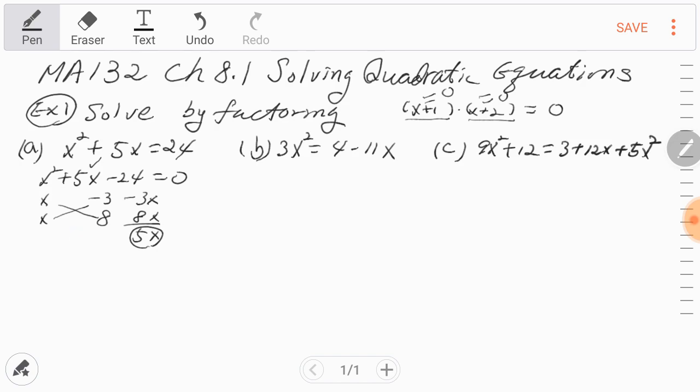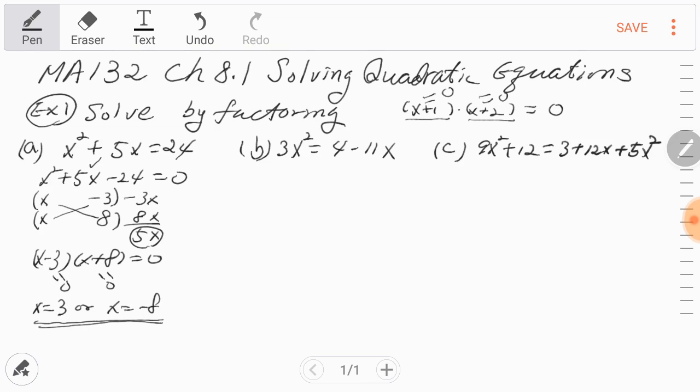So the left side of the equation is a product of the first expression and the second expression. It's (x minus 3)(x plus 8) equals 0. Then set the first binomial to 0, then x equals 3 or x equals negative 8. We have done this in a previous chapter, so this is no problem. Let's try more. The next one: move these two terms to the left, then 3x squared.